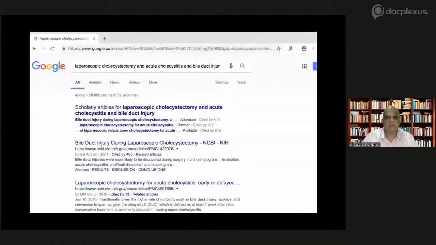So let us look at Google. Now, if you simply put laparoscopic cholecystectomy and acute cholecystitis and bile duct injury in Google, you will come up with several. I mean, it shows you something like 120,000 results. That's not a practical number by any chance. But if you go to settings and tools and say articles or searches in the last, say, 5 years, it will immediately narrow them down to what has been written recently about this topic. In all likelihood, that paper or that review would have taken into account what was written prior to that. So that way you can get some more articles that you want to look for.